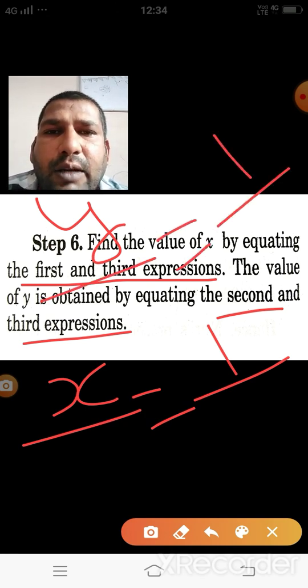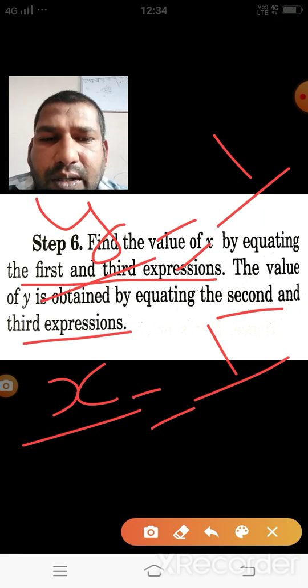Because for finding the values of the variables we need some constant value on the other side of the equal sign. For this reason we are equating these expressions. The first expression we equate with the third one, and then the second expression with the third one.